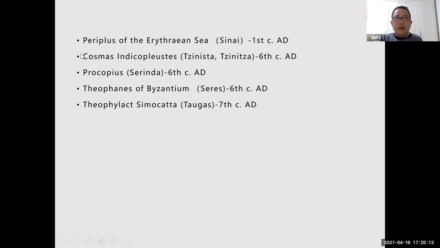Later on, in the 6th and 7th centuries, especially in these four sources, you can see that China was mentioned under the names Chinistan and Chinitza in Cosmas, and Tocas in Theophylact Simocatta. In Procopius, there is the very famous story of stealing the silkworm, which was brought from Serinda. And Theophanes of Byzantium has a similar story to Procopius, but a little different.